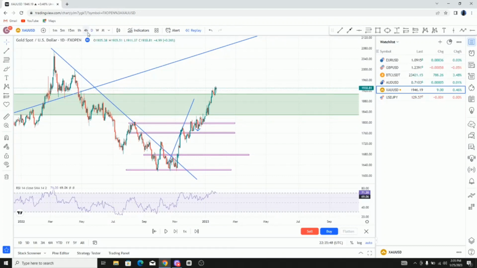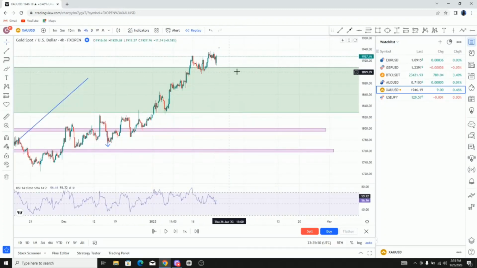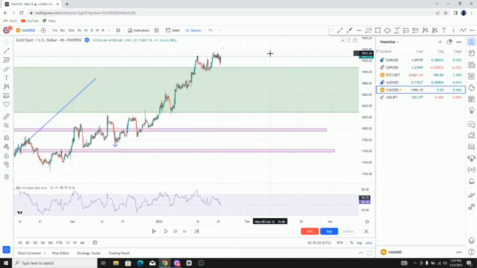So let's go to the 4 hours, where it starts getting interesting. From this 4 hour, as you can see, it just came up and broke this structure. It's testing this structure, and it looks like it wants to retest again. This is a lower high, lower low, lower high, lower low. It has already formed a lower high because it has broken this structure.